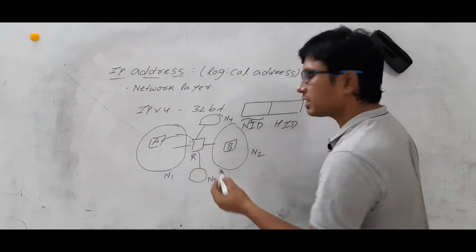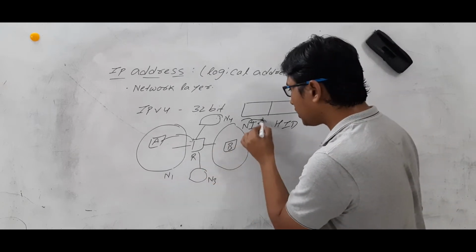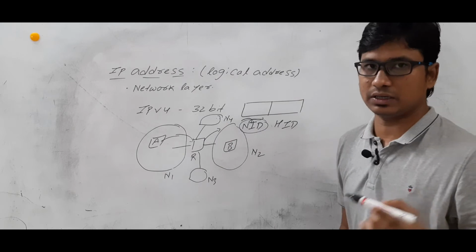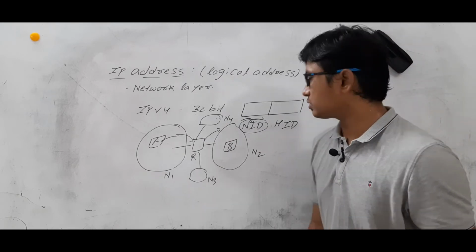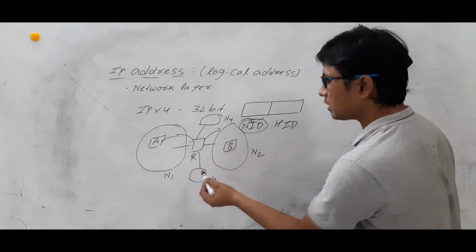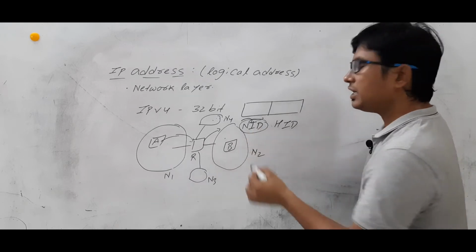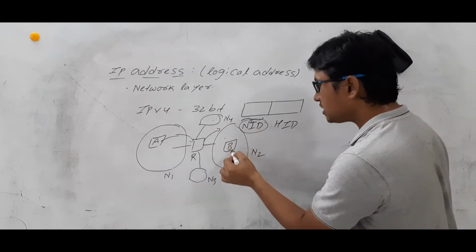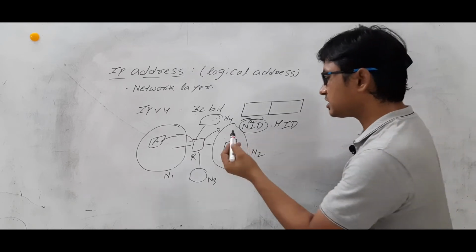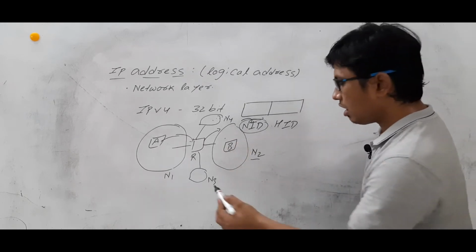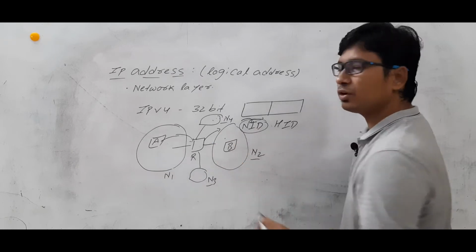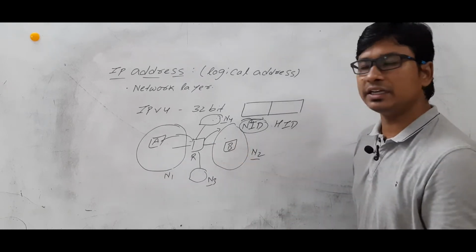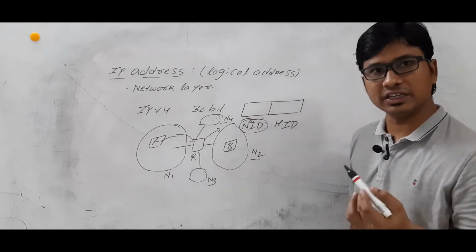But now let me tell you one thing. This network ID will be useful for us to identify the network. Are you able to understand? So we have multiple networks. The network ID will be useful for us to identify the network, meaning in which network the destination is. Whether the destination is in network 2, network 3 or network 4 can be identified with the help of the network ID in the IP address of the destination.